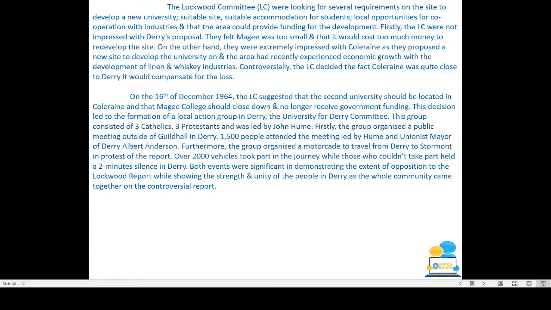Firstly, the group organised a public meeting outside of Guildhall in Derry. 1,500 people attended the meeting led by Hume and Unionist Mayor of Derry, Albert Anderson. Furthermore, the group organised a motorcade that travelled from Derry to Stormont in protest of the report. Over 2,000 vehicles took part in the journey, while those who couldn't take part held a 2-minute silence in Derry. Both events were significant in demonstrating the extent of opposition to the Lockwood report, while showing the strength and unity of the people in Derry as the whole community came together on this controversial report.